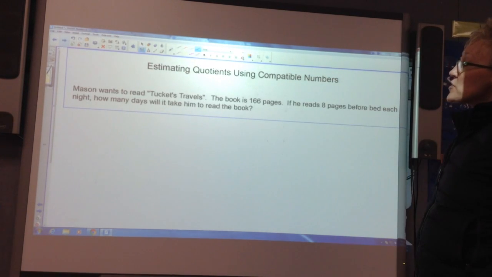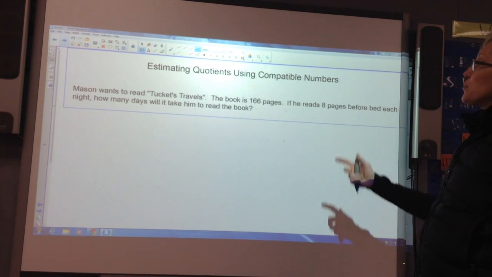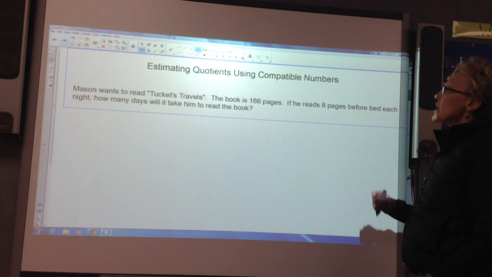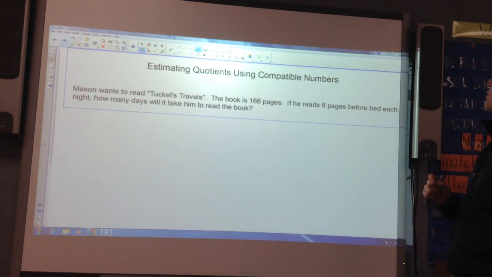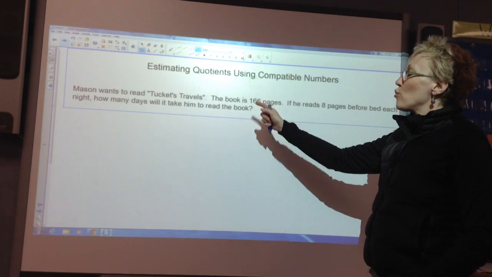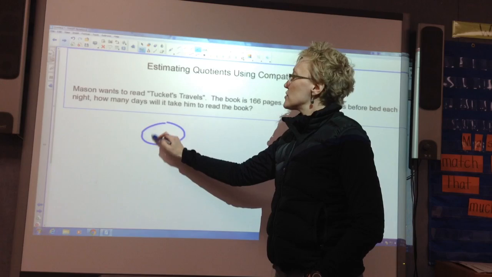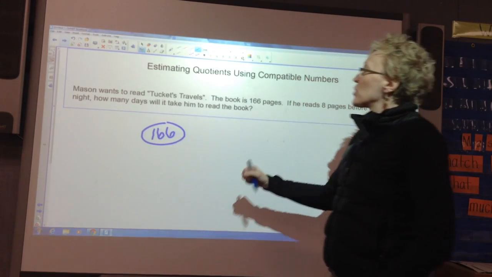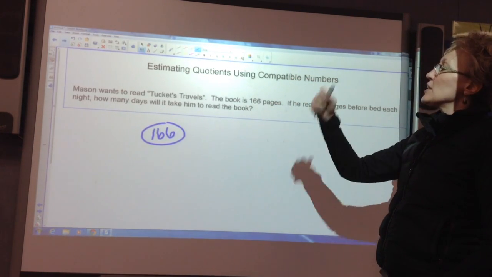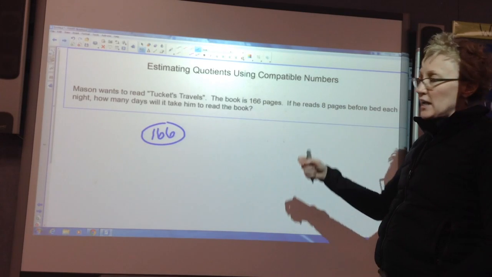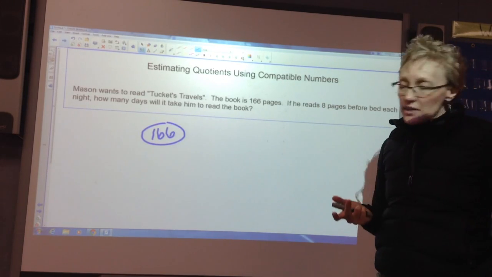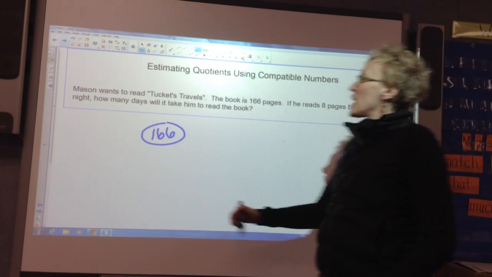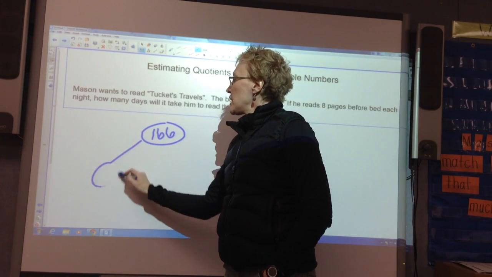One more example, and then we'll have you try some in a game. Now, next one, Mason wants to read Tuckett's Travels. The book is 166 pages. If he reads 8 pages before bed each night, how many days will it take him to read the book? Again, what we're talking about here is a total. We have a total of 166 pages, and we are putting those pages into so many nights. But we don't know how many nights it is, but we do know that he is reading 8 pages a day.